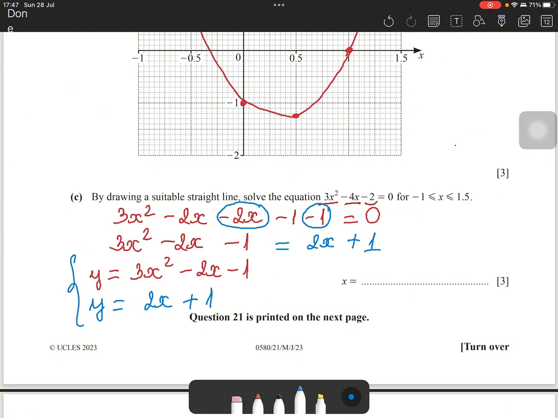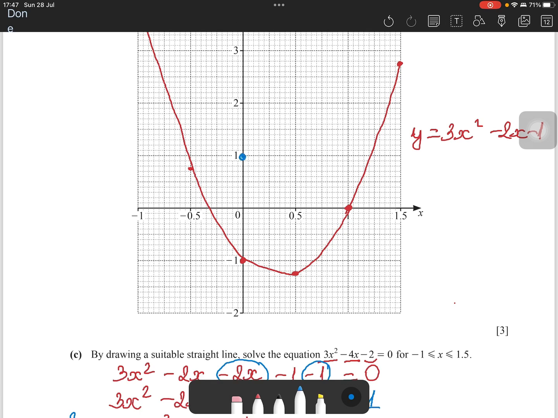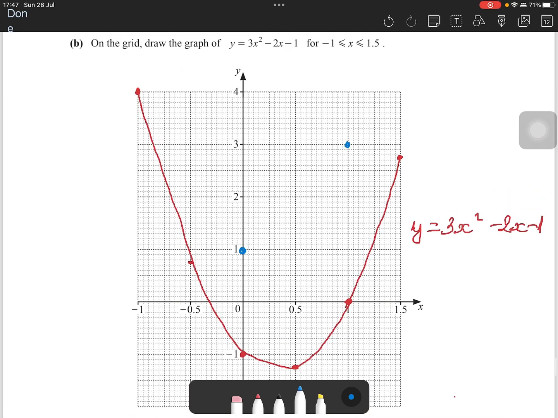To draw the line y equals 2x plus 1, we'll write a table of values. If x is 0, y is 1. And if x is 1, y is 2 plus 1 equals 3. So I'll plot the point 0, 1, and 1, 3. Now join these 2 points together.